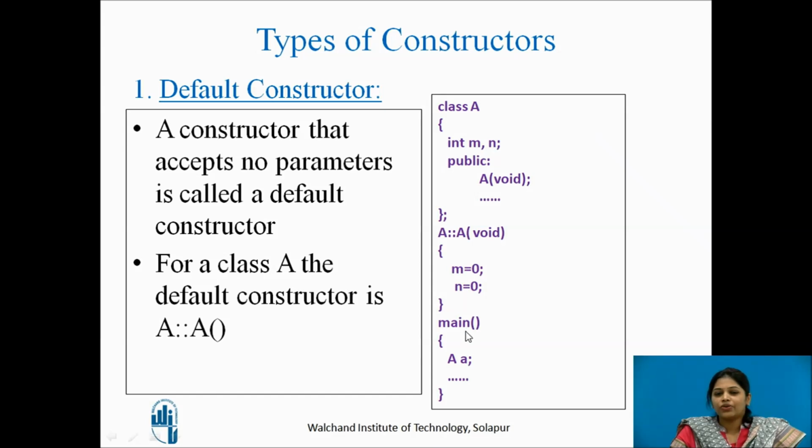Now, when in main we are creating the object A for the class A, then this constructor, the default constructor, is invoked automatically. Then it assigns the data members m and n to 0 for the object A.